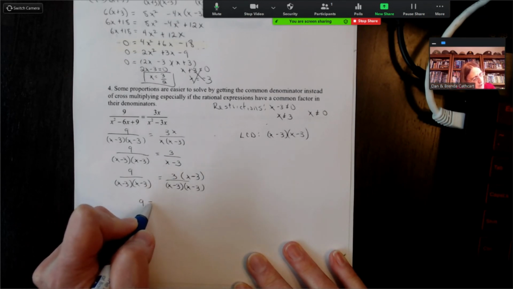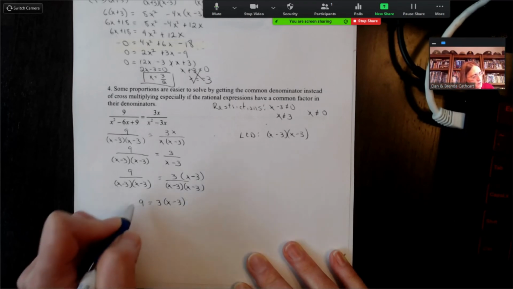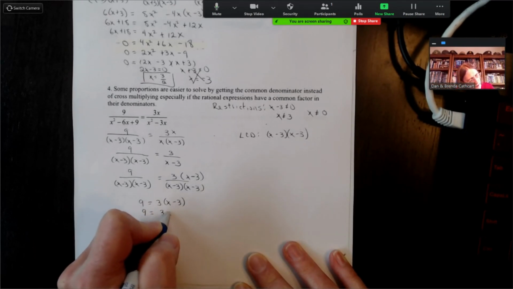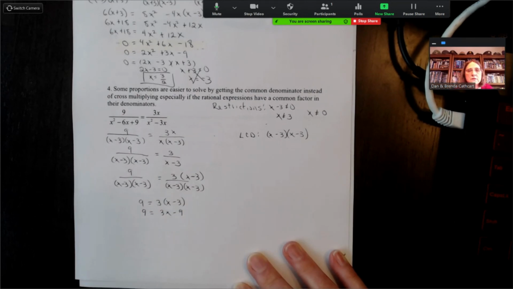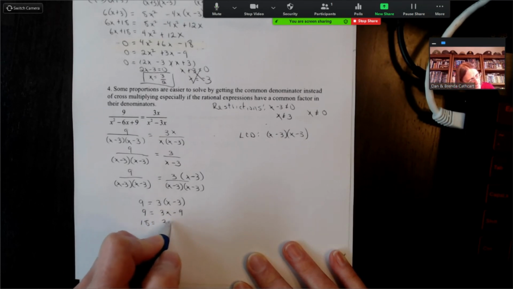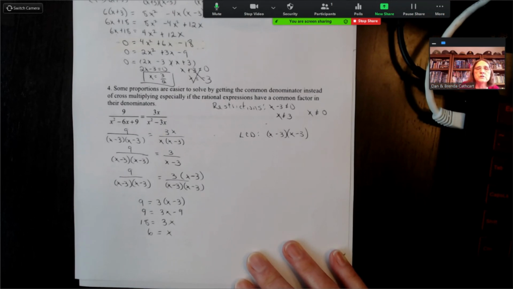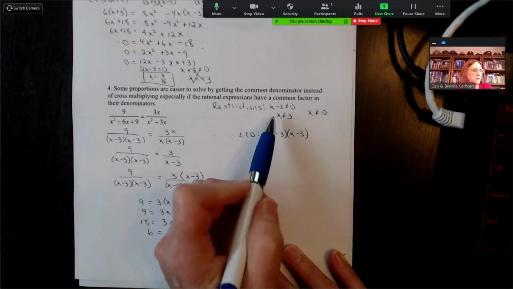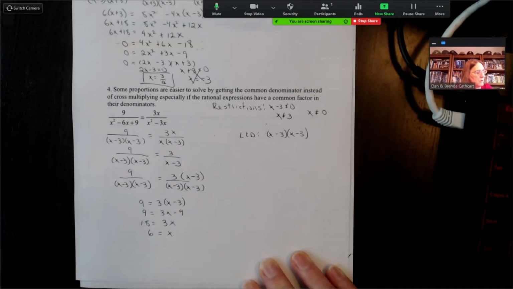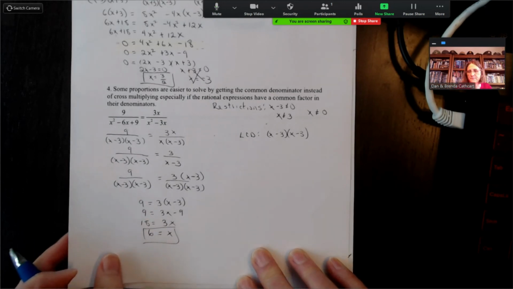So 9 must equal 3 times the quantity x minus 3. Distributing gives us 9 equals 3x minus 9. This is simply a linear equation. So solve directly for x by adding 9 to both sides and dividing by 3. So we get a single solution, x equals 6. Check it against our restrictions of 3 and 0. X equals 6 is not one of those restricted values, so our solution is x equals 6.